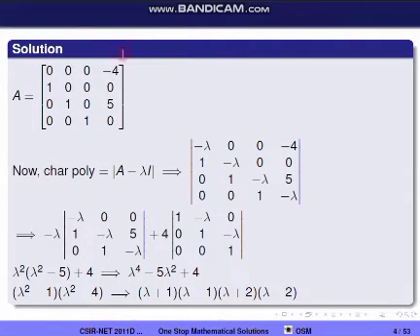So they have given this matrix here. First I am finding its characteristic polynomial. So we are using the equation determinant of A minus lambda I, that is, we are subtracting lambda I from the matrix A. So we will get the matrix here. Now find its determinant. I am using the first row for that. When we use that, we will get minus lambda into the determinant of this plus 4 into the determinant of this. When we simplify this, we get lambda square into (lambda square minus 5) plus 4. Again simplifying this, I will get lambda power 4 minus 5 lambda square plus 4.